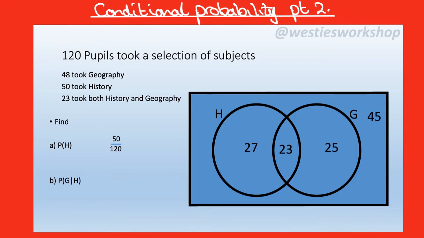B, the probability that a student took geography knowing he took history. Well, this is out of 50, the number who took history. And those that took geography is 23. So the probability of a student taking geography knowing he took history is 23 out of 50.